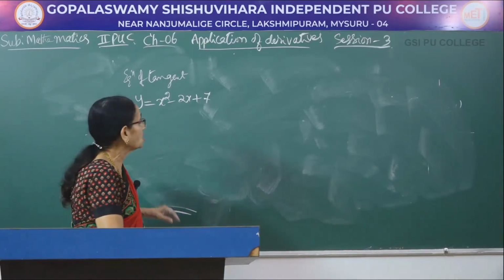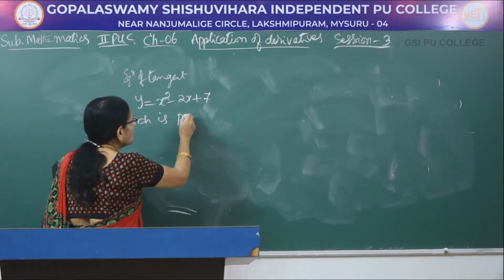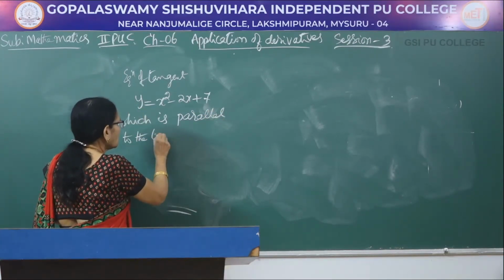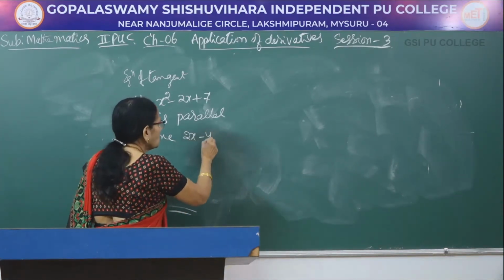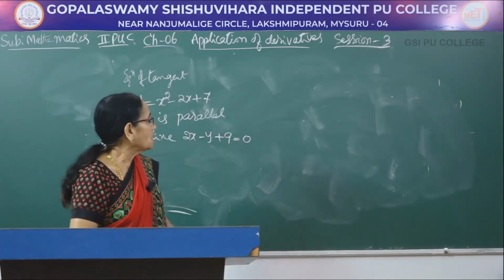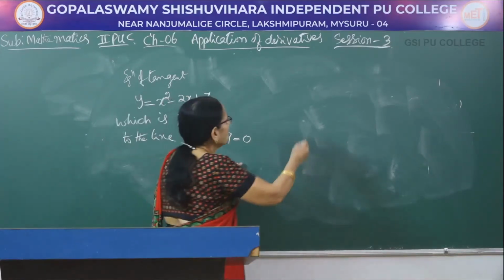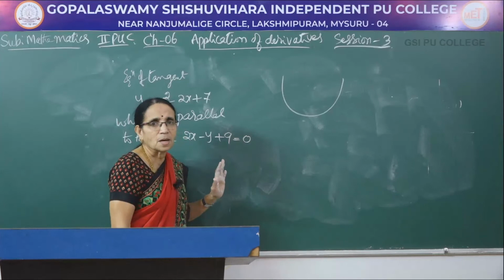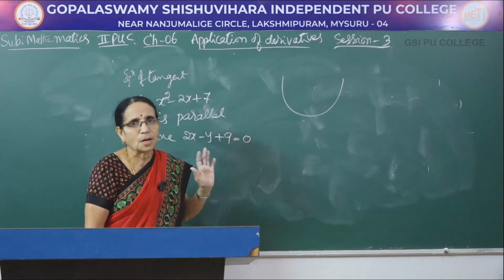The condition given is that the tangent is parallel to the line 2x minus y plus 9 equal to 0. Now some curve is given to you, y equal to x square minus 2x plus 7. Let us take the curve to be like this. Now we have to find the equation of the tangent. So equation of the tangent means equation of some straight line.